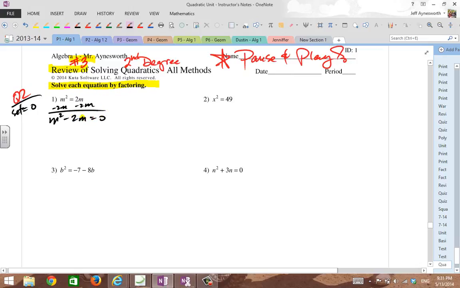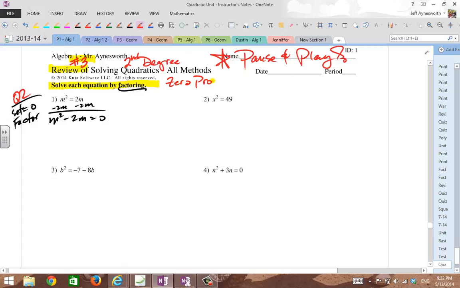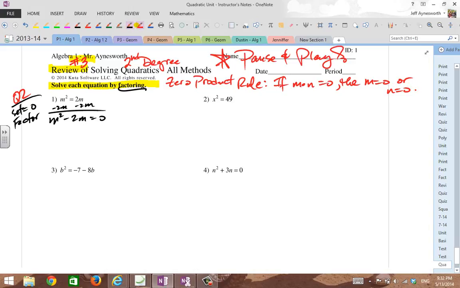Step 2 would be to make this a zero product by factoring. You always want to factor that, and there's a GCF of m here. The reason why is because we have the zero product rule. Let me state it, and write this down too, above here at the very top: if m times n equals 0, then m equals 0 or n equals 0. One of these factors has to be 0. This is what's known as the zero product rule, and it's the most fundamental rule that we use in algebra when it comes to factoring and solving quadratics.